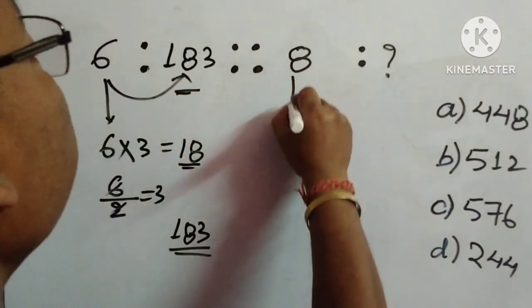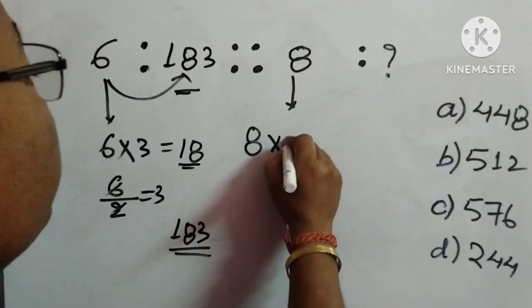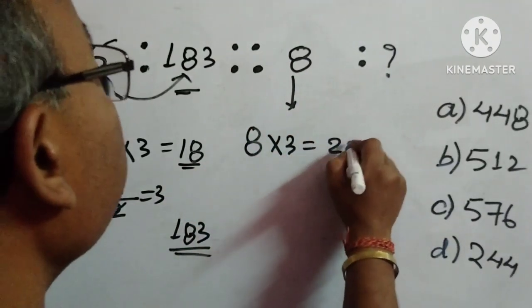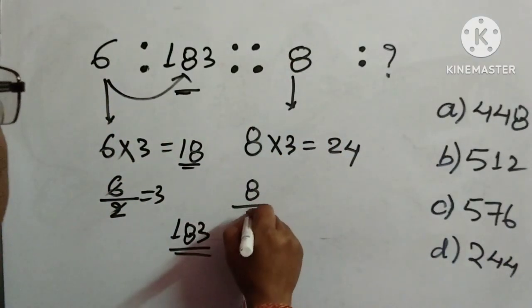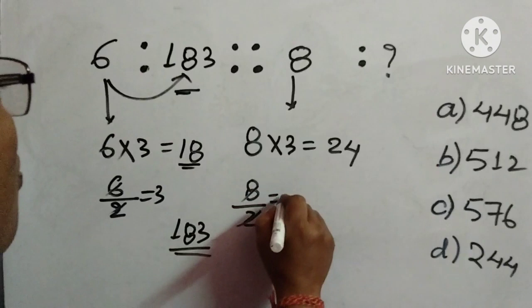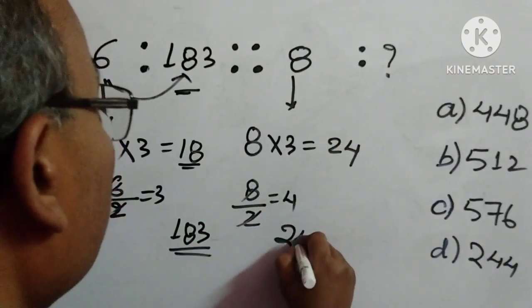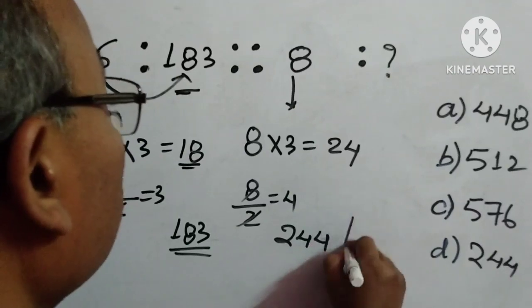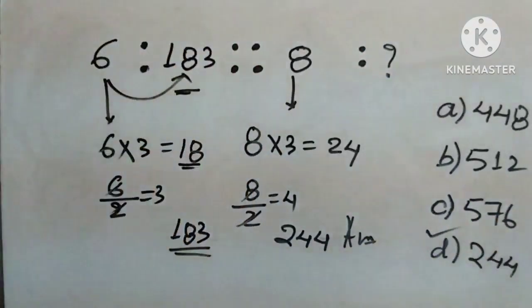So we have to implement the same thing over here. So we will consider 8 and we have to multiply 8 with 3. So 3 8s are 24. And then again we will consider 8 and we will divide it by 2. So we are getting 4 and then we will write side by side. So 24 and 4. So this is the answer, 244, option D.